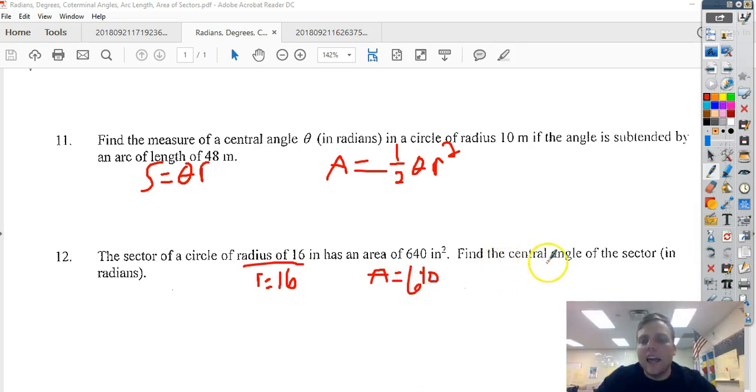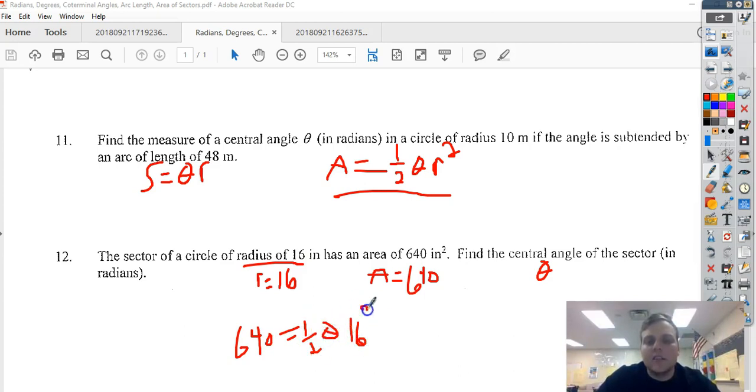Alright, find the central angle, so we're looking for theta, of the sector in radians. So we want to use this formula right here. So we say 640 is equal to 1/2 times theta times 16 squared. My suggestion to you guys has always been that if there's a bunch of stuff multiplying against a variable, multiply all the numbers together and then just divide by that number you get.